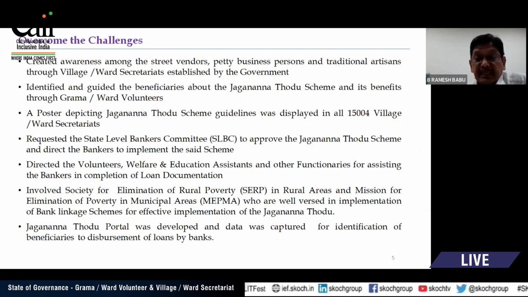Moreover, there are two organizations in the Government of Andhra Pradesh. One is the Society for Elimination of Rural Poverty in rural areas. The other is the Mission for Elimination of Poverty in Municipal Areas. These two organizations are very well versed in tackling and converging with the banks. That's why we requested them to implement this scheme in rural and urban areas respectively. One portal was also developed for this, from the start until sanctioning of the loans by the banks.